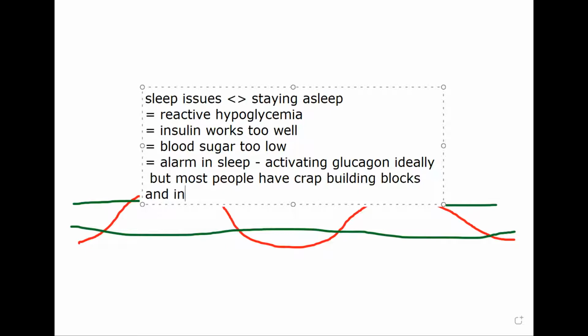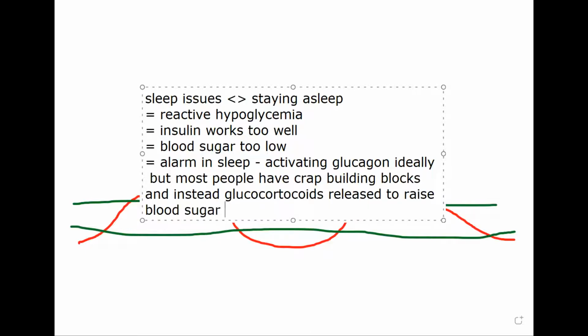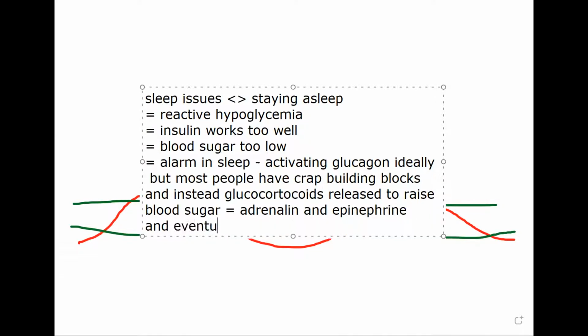And instead, the glucocorticoids released to raise blood sugar, which equals adrenaline and epinephrine, and eventually cortisol.